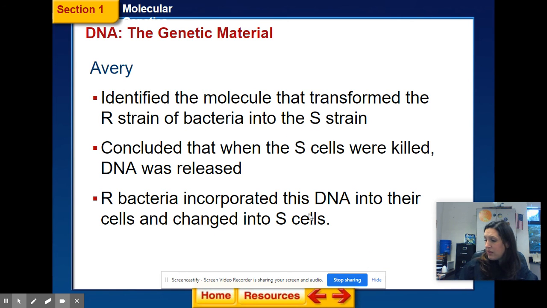Okay, the next scientist is Avery. And Avery came through and he identified the molecule that was transformed in the R strand and the S strand. And he concluded that when the S cells were killed, DNA was released. So by denaturing and killing off that strand, the DNA was being released, and that was being picked up by the R strand. So again, it was genetic material that was being transmitted.